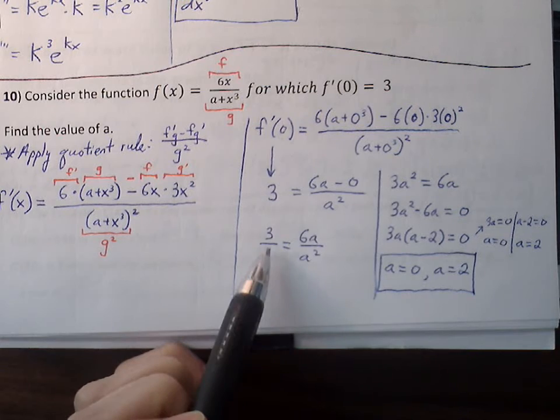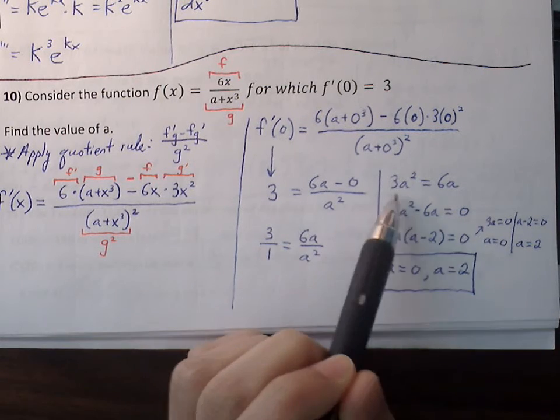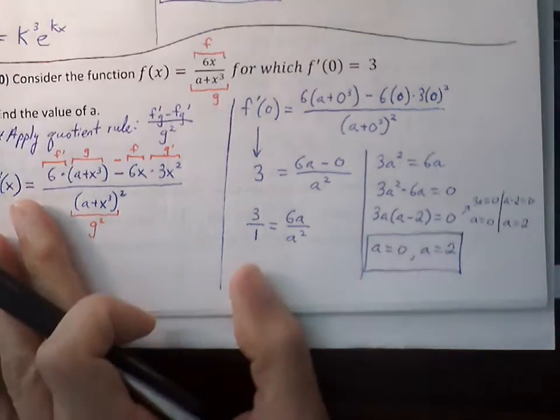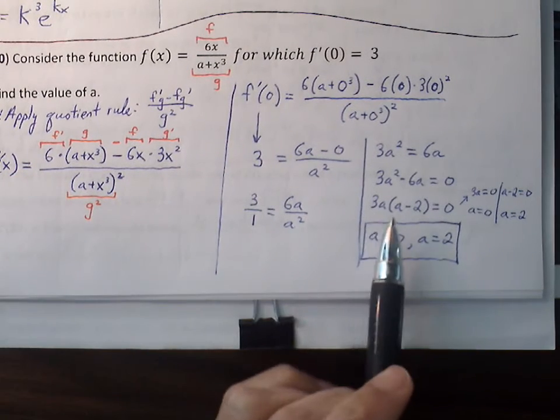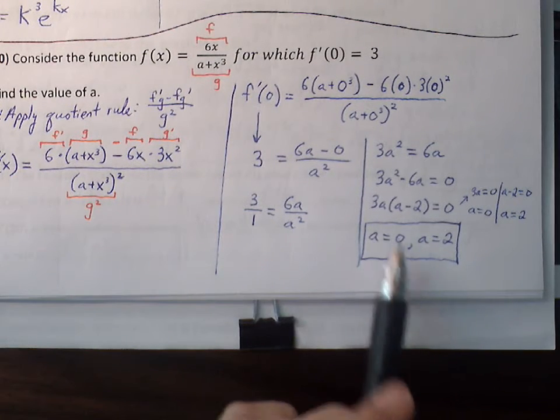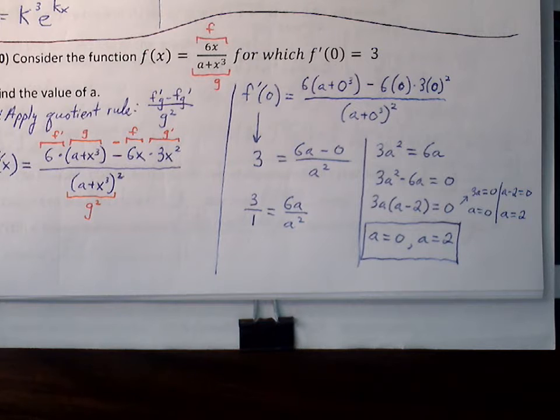Cross multiply, we get 3a squared is equal to 6a. Subtract 6a from both sides and factor out the 3a. We get 3a times a minus 2 is equal to 0. So a is equal to 0 and a is equal to 2.